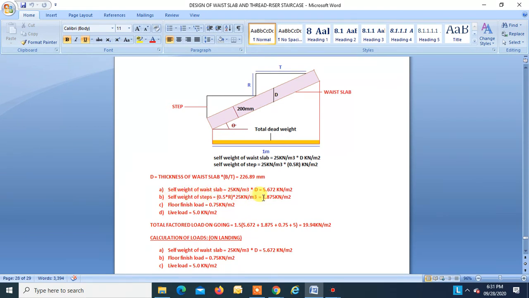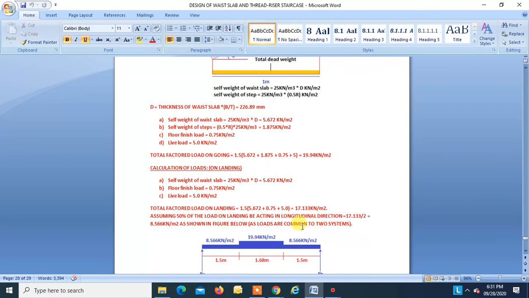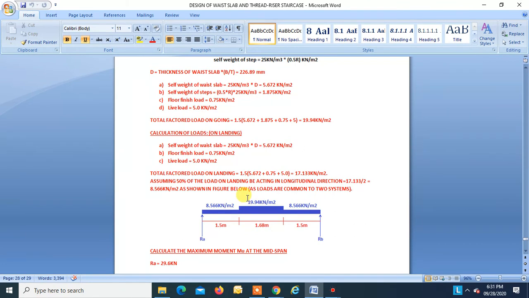Self weight of step is 1.875. Finished load is 0.25. Live load is 5 kilonewton per meter square. Okay. So effective load is 1.5 into summation of this load, that is 19.94 on going. Okay. Now finding the load on landing. Self weight is 5.672. Finished load 0.75. Live load 5. Total factored load 1.5 into summation of this load, that is 17.13. We have to take half of this over here, right? As I've explained, because the load are common for the two systems.